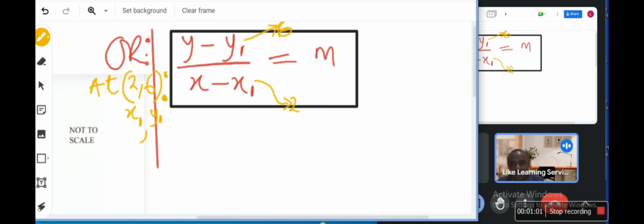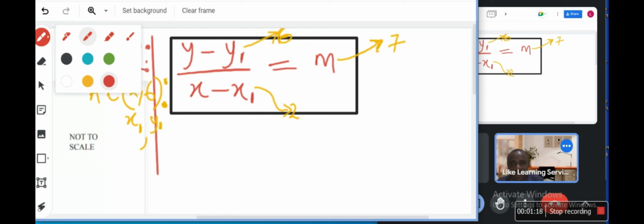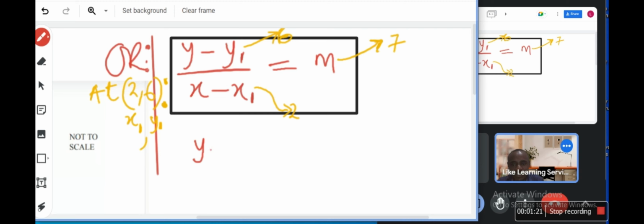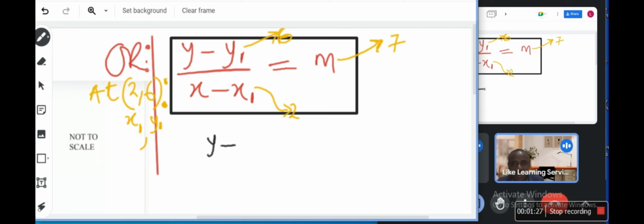So we just substitute them into this equation. 6 is the y1, 2 is the x1. Of course, the gradient is 7, you remember? Yes, sir. Okay, so we just substitute. Let's do the substitution again. Let me write it with a black pen. Y minus 6 over x minus 2 is equal to 7.